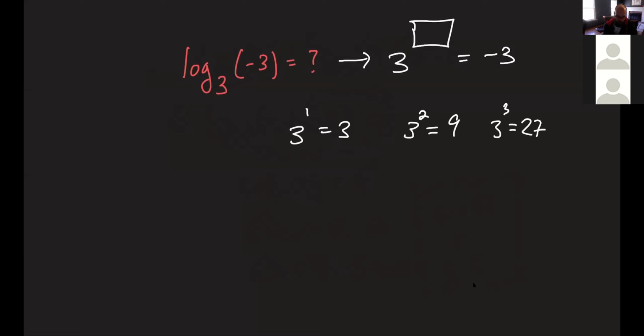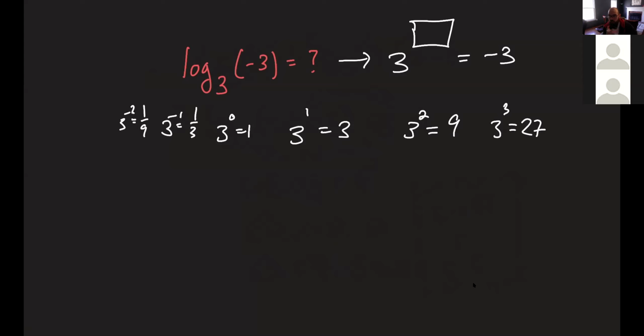So we could try smaller numbers, right? So like 3 to the 0, that's 1. Maybe negative numbers, right? So 3 to the negative 1, that's 1/3, right? And then if I even went further than that, we could say, hey, 3 to the negative 2, that's 1/9.